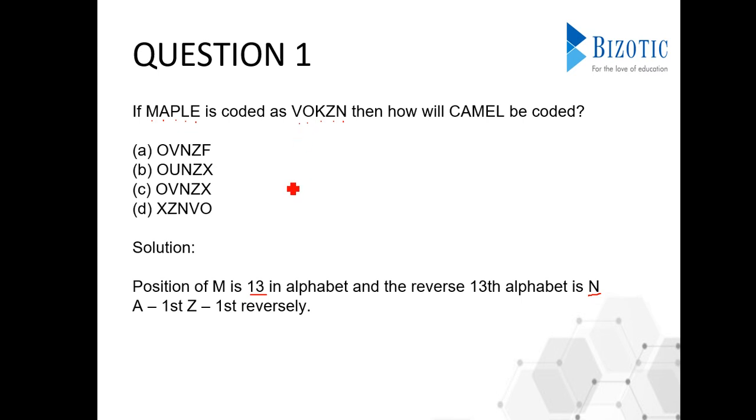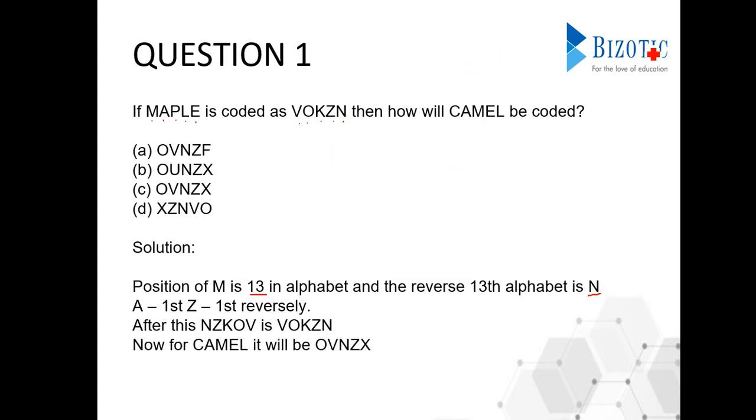So what they've done is they've taken the alphabet from A to Z and also in the reverse order, and then whatever answer they've got, they have just reversed it. So if you see the proper positioning, Maple will become NZKOV, but here in the question they have reversed all the alphabets and put it in the question. So similarly we can do this for Camel.